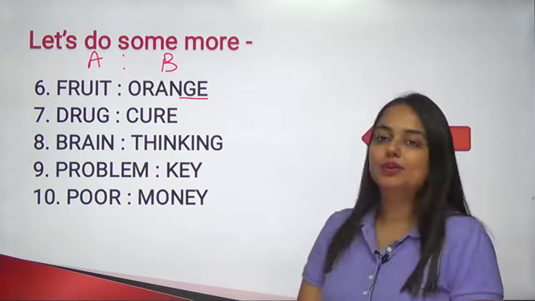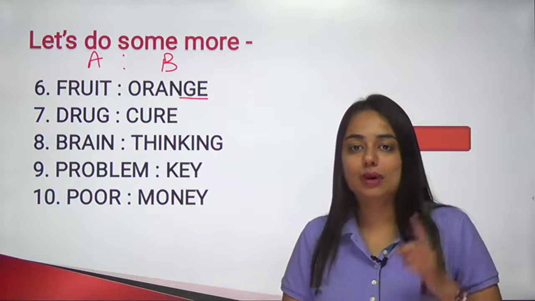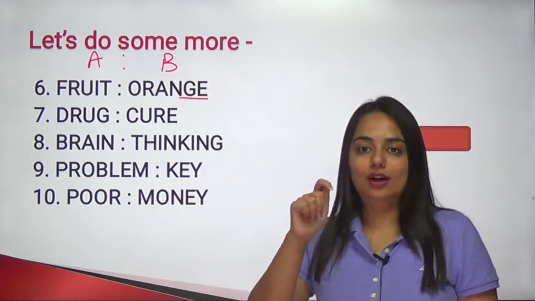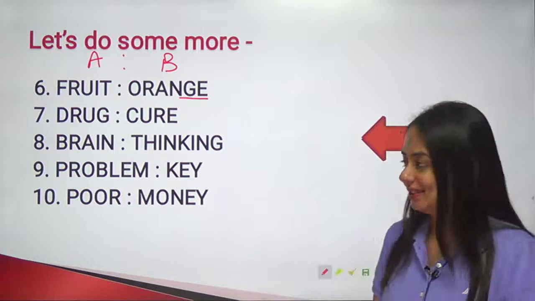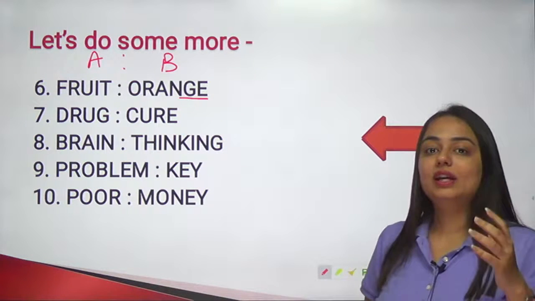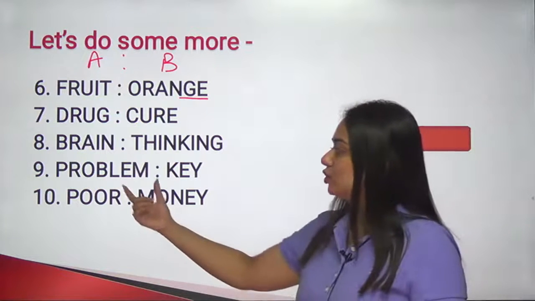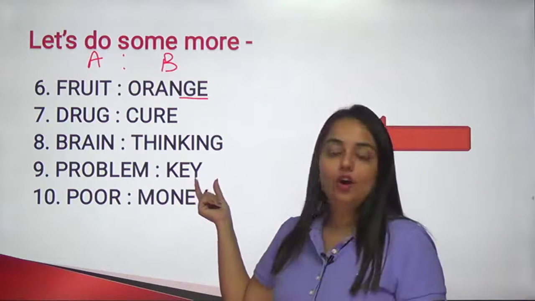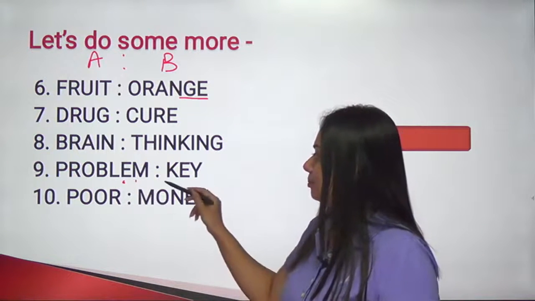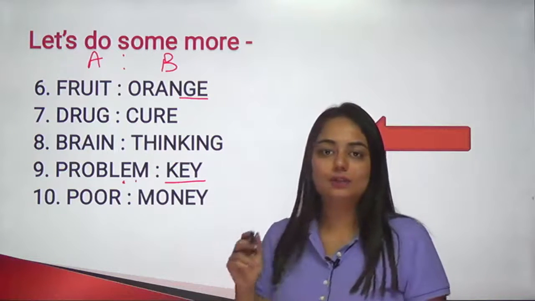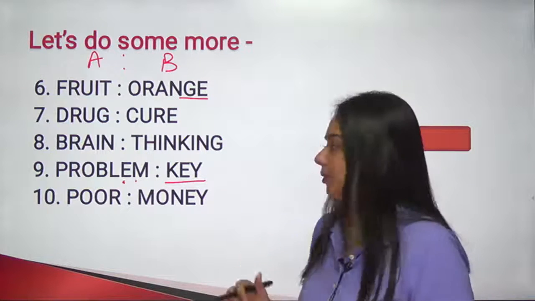Then we have problem is to key. What is the relationship between a problem and a key? And mind it, we are not talking about the lock and the key. This is a different key. A secondary meaning is implied here. So a key provides a solution to a problem, basically, right? So you can say we can solve A using B, or you can say B helps in solving A, right? This is the relationship. B helps in solving A. It helps in solving a problem. So the key to a problem is a solution to that problem.